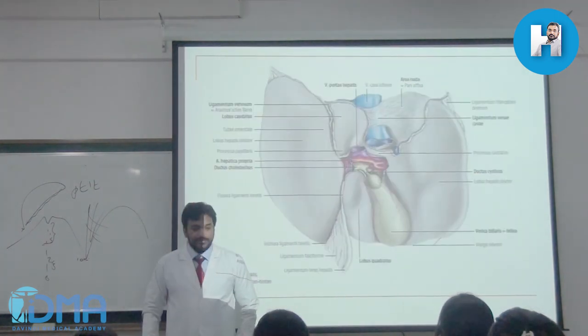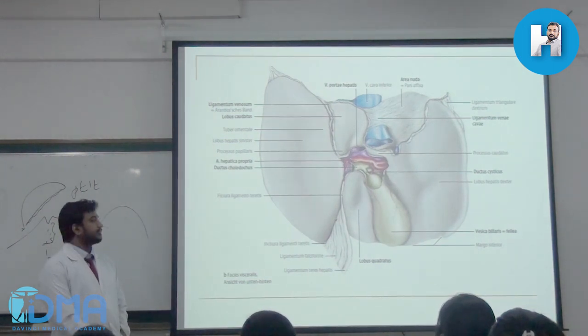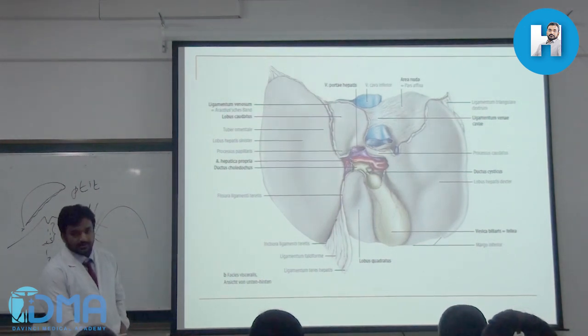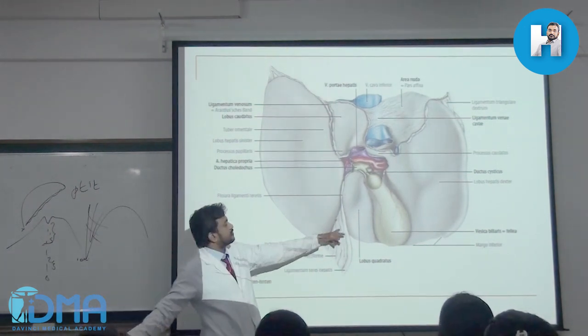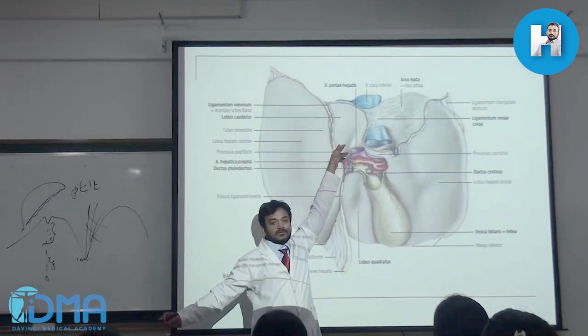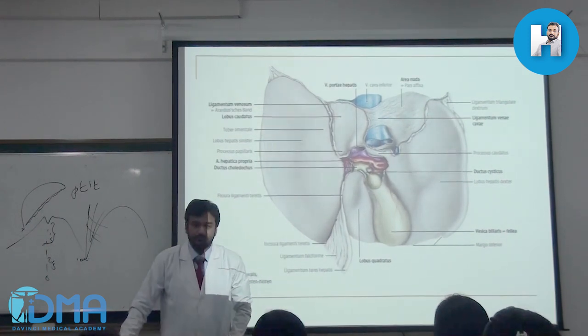If you see in the posterior border, this is attached. Why is it? It is a derivative which is obliterated. We call it the umbilical vein. Now we don't need it. It is running and entering this sulcus. We call it the umbilical sulcus and it goes up. Before it was ligamentum venosum, before that, ductus venosum. Now it became ligamentum venosum.